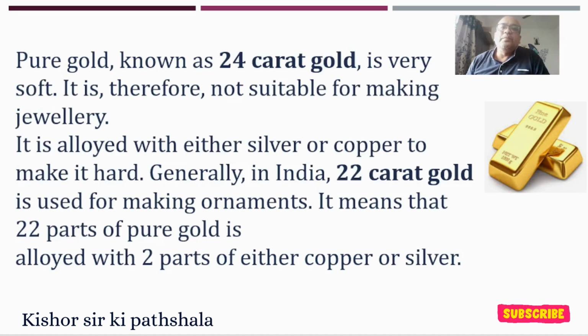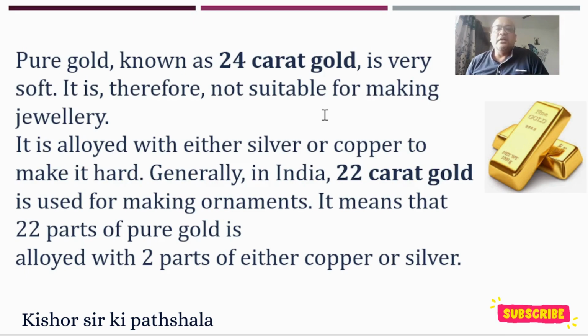Now when you talk about pure gold, we always talk about 24 karat gold. It is very soft. It is therefore not suitable for making jewelry. If you make jewelry of this gold, will it keep its form intact? No. For that we need to mix some other metal into it. Which metal is used? We use silver or copper, so that the result becomes a little harder.